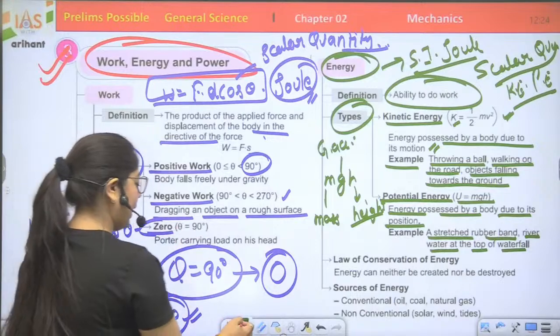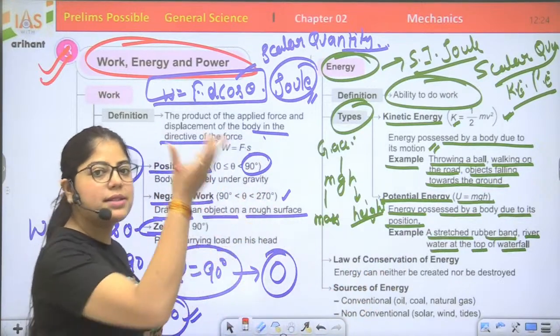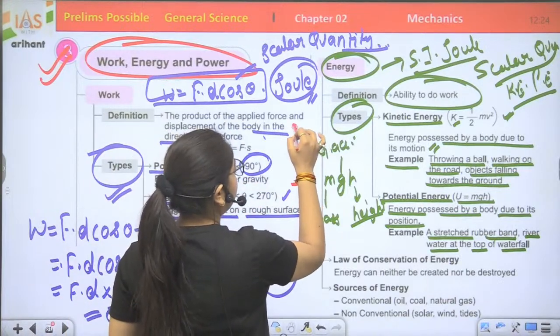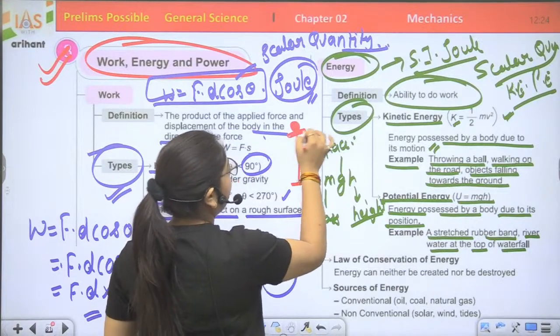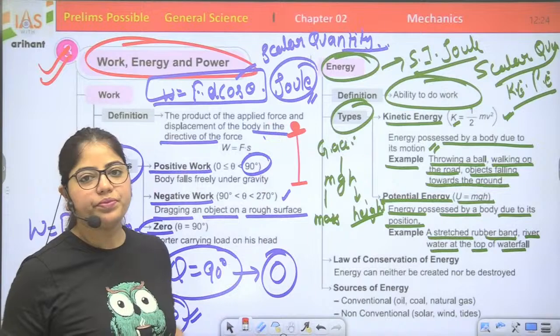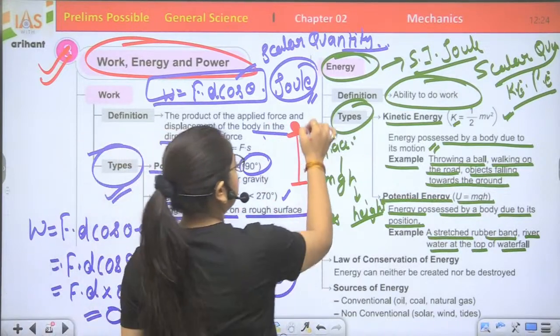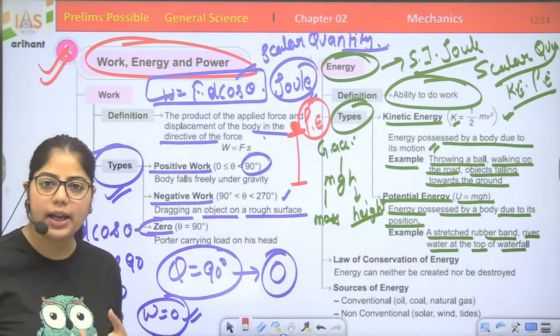Let's take one example. You throw a ball up, and at some point it becomes static, right? It gets stuck there. Now, which kind of energy does the ball experience? It is potential energy, right? In this position, it only has potential energy.